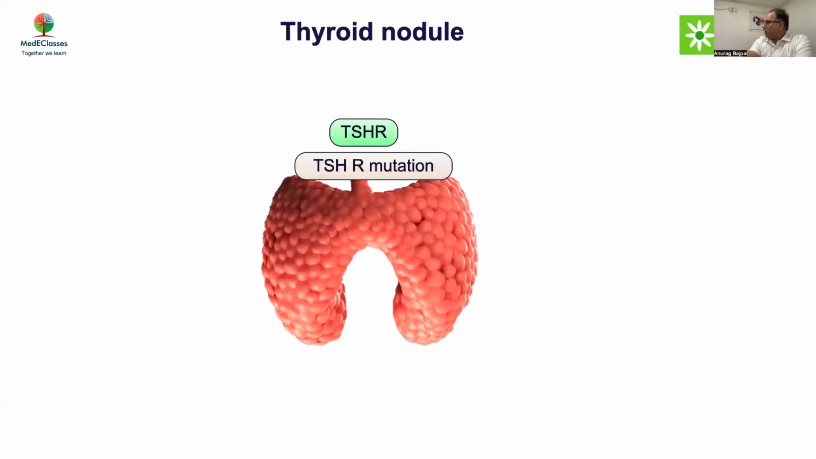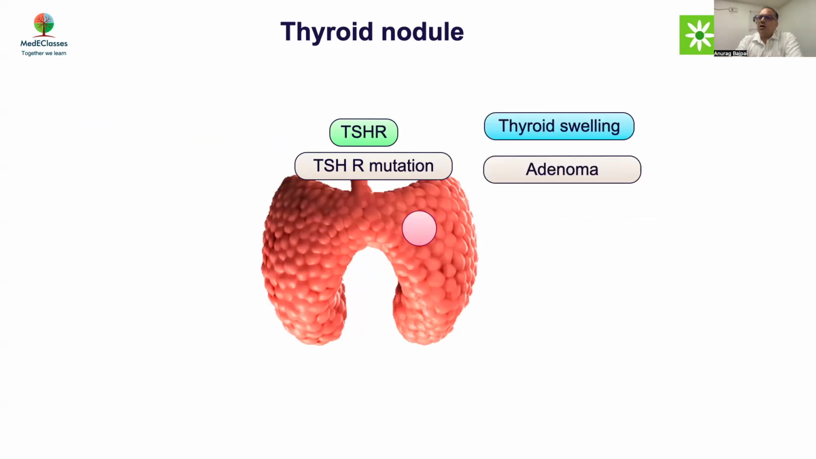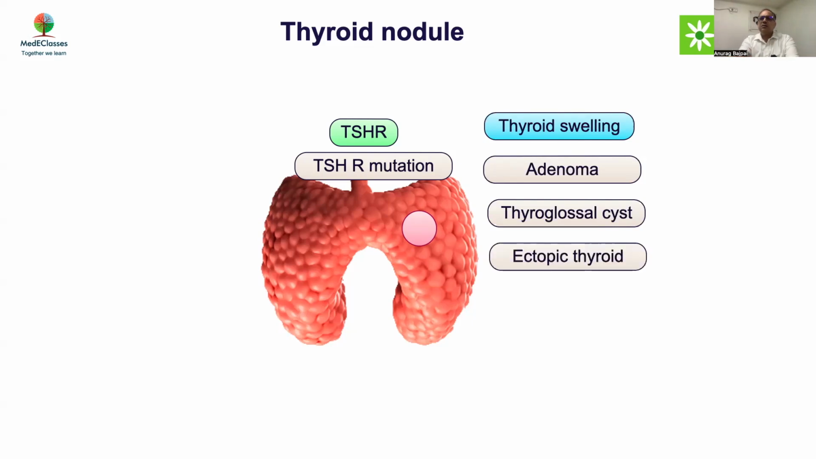Now, when you talk about a thyroid nodule, that can be part of multiple scenarios. You can have somatic mutations in particular genes of thyroid growth, like a TSH receptor mutation, and this thyroid swelling can typically happen in the form of an adenoma. But there are other non-thyroidal cysts which can also be there. We can have lesions like a thyroglossal cyst. In the path of thyroid descent, you can have trapped tissue, which can happen.